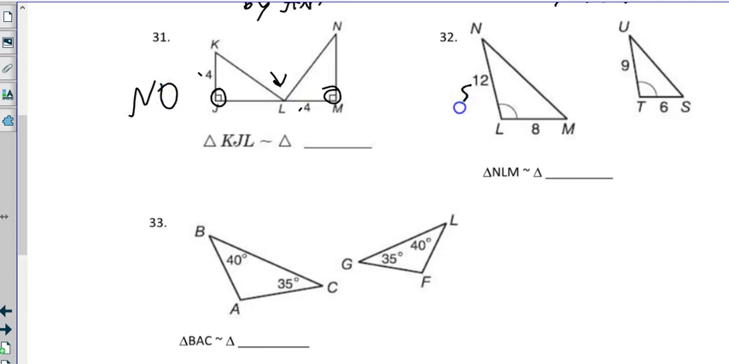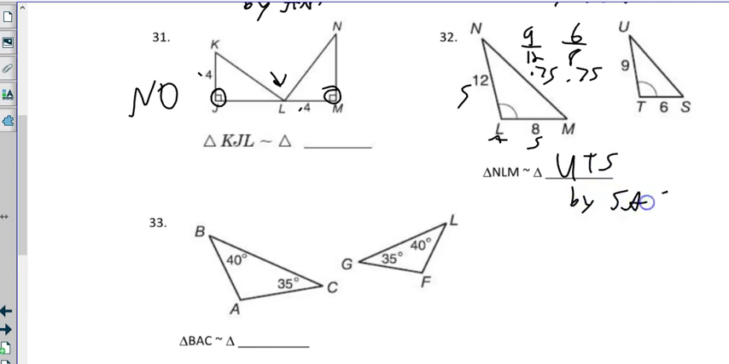Here it looks like we're looking at SAS similarity. So we just set up 9 is to 12, the same way 6 is to 8. I just divide. 9 divided by 12, I get 0.75. 6 divided by 8, I get 0.75, so it's yes. NLM, so the top down to the 1, UTS. And I'm just going to add by SAS similarity.